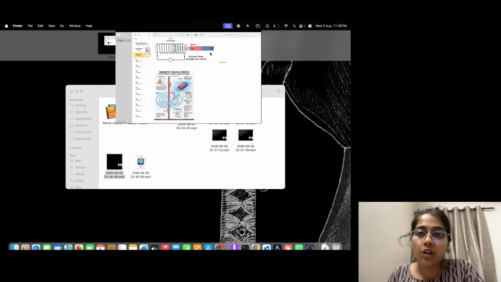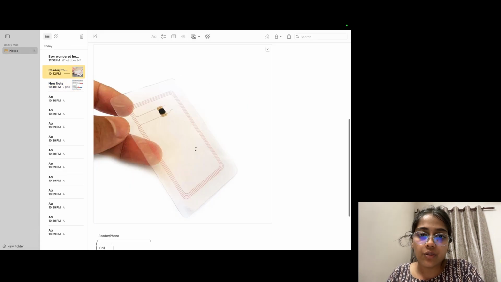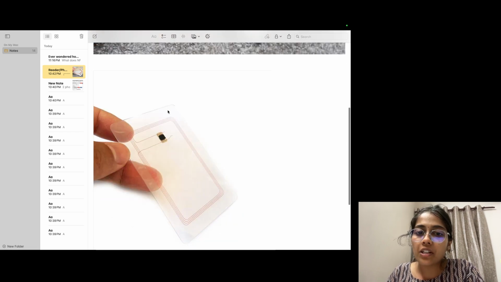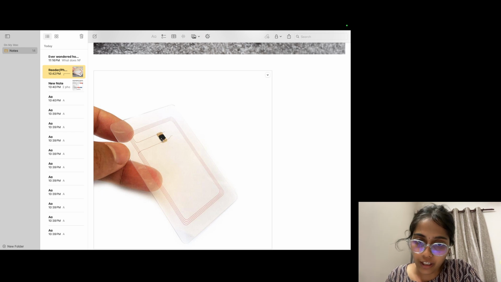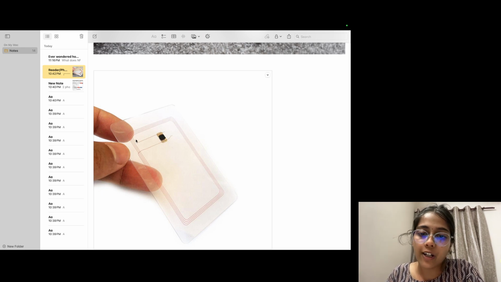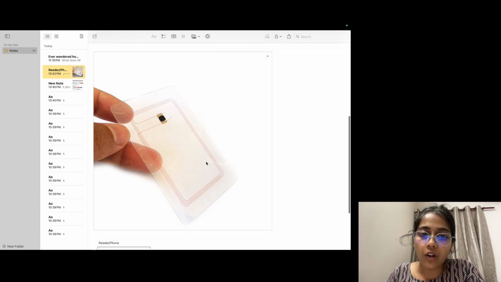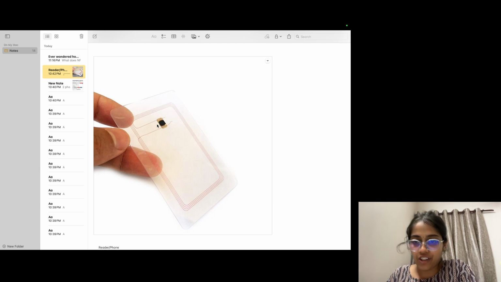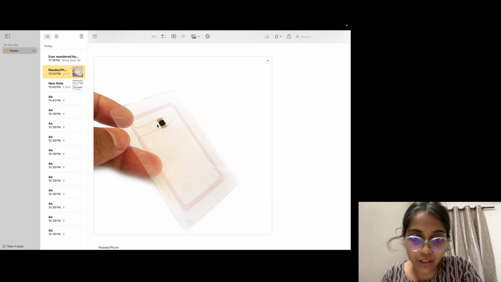So what exactly happens in the ID card and the door reader? Here, this is our ID card. On this ID card, there is one chip and copper coils. The coils, and this is the chip. The ID card is never charged, but still how does it communicate? That's the question, right?